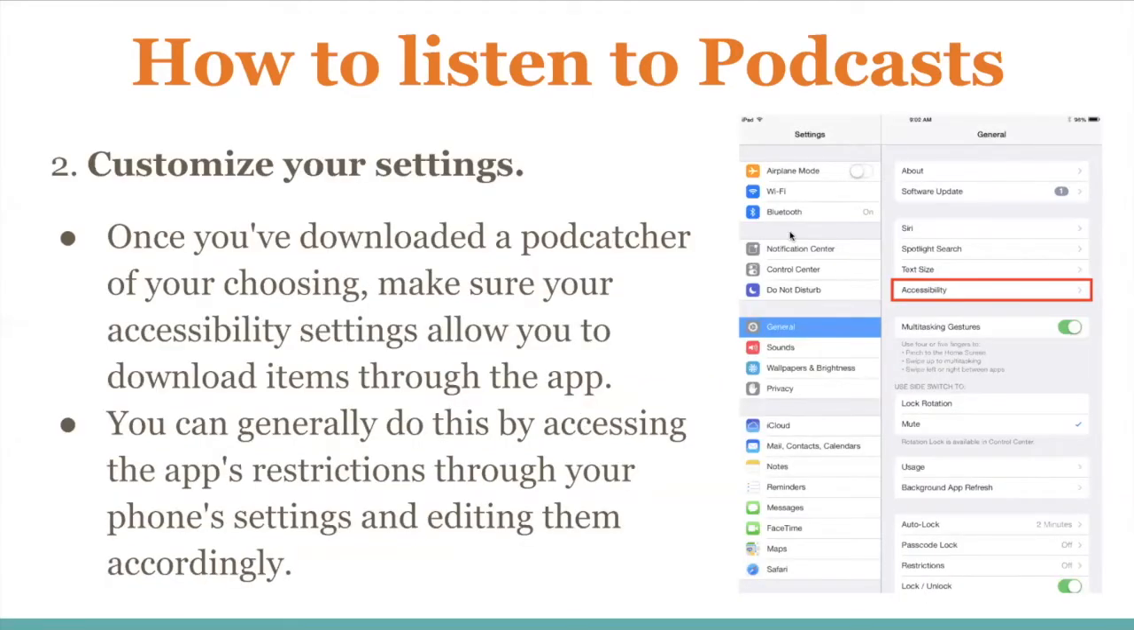So how to listen to podcasts? First, you're gonna wanna customize your settings. Once you've downloaded a podcatcher of your choosing, you want to make sure that the accessibility settings allow you to download items within the app. So generally, you can do this by accessing the app's restrictions through your phone settings and editing them accordingly to what you want.